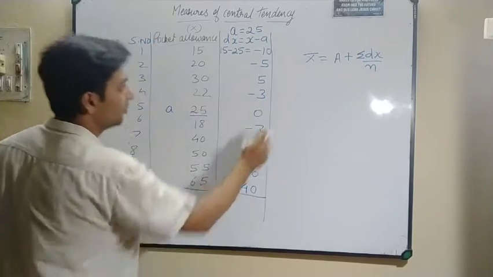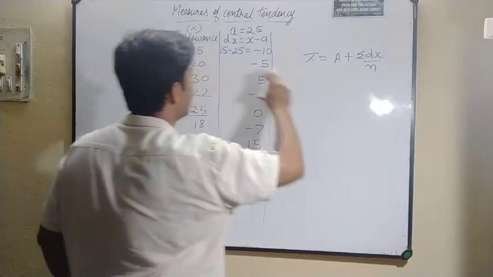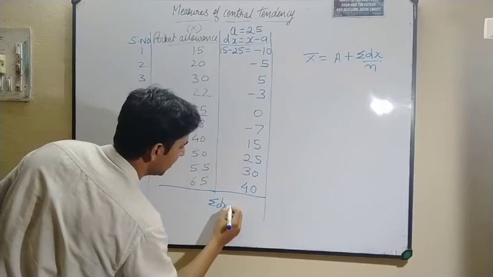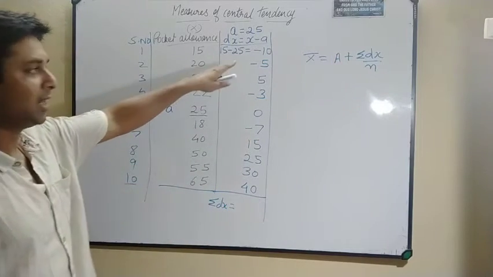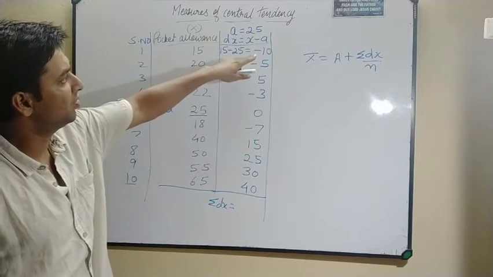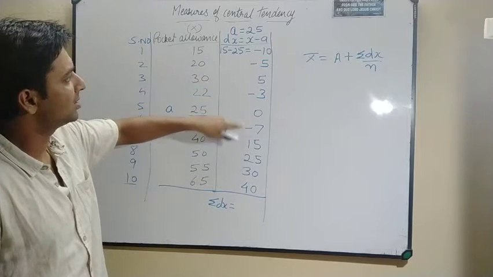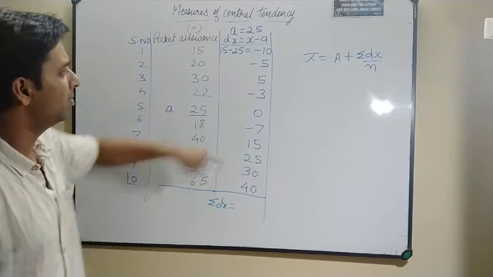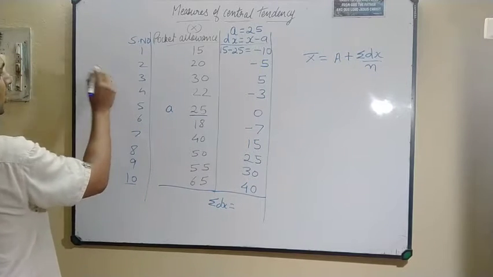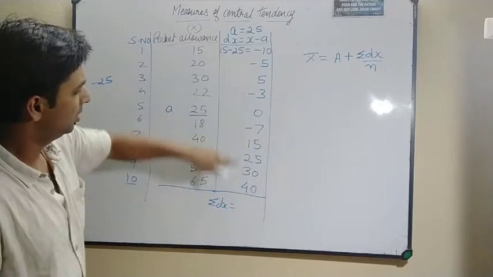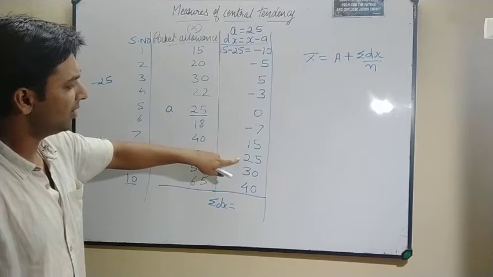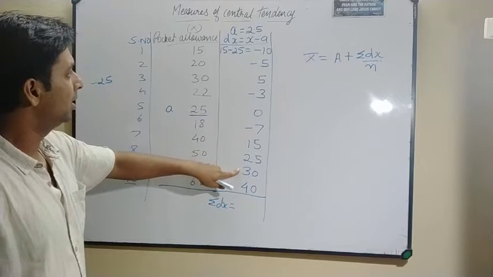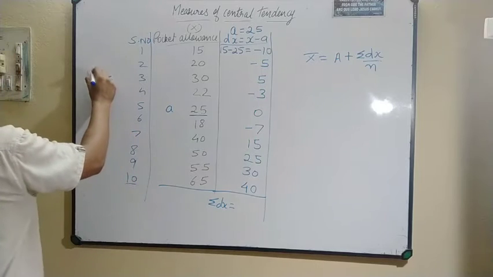Okay. Now according to this formula, you'll have to find out the summation of dx. This is the dx value here. So we will be calculating the summation of dx. First let us check the value of the minus ones. First we will add all these values which are in minus. So here it is 10, then 5, then 3, then 7, so it will be 25 minus. Now let's calculate the positive values. 15 and 25 will be 40, 40 and 40 is 80, 80 and 30 is 110 and 5, so 115 will be the value.